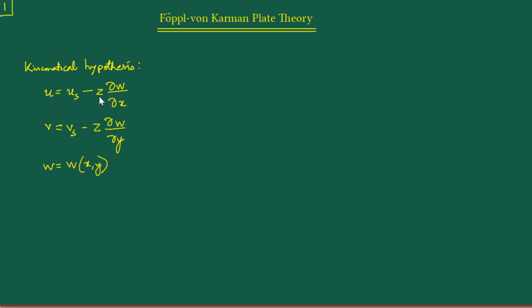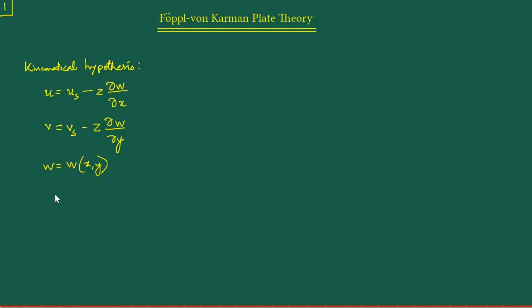The u, you can see there is a dependence on z here. The v also does have a dependence on z. Okay, so it's the w which purely does not have any dependence on z. It's a pure function of x and y. All right, so up to this point it is exactly the same as classical plate theory, but the difference comes now when we consider the strain components.